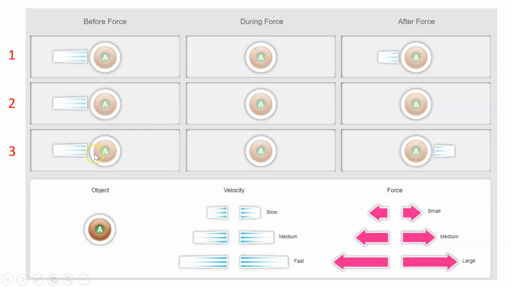Now in the last row, the object is moving to the right with a medium velocity, and we know that a force is applied that causes the object to change its direction and speed. Now the object is moving to the left, but it's moving slower, as you can see from the markings. Which force arrow is it and why? Draw the arrow in the middle panel right here and make sure you write why you think so. You should justify each of your choices. Make sure you're writing in your justifications as to why you think that particular force was applied.